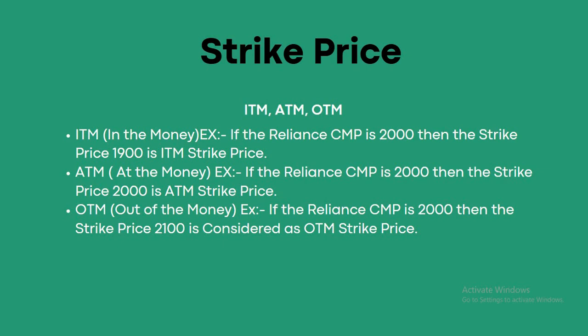Okay, and next come the terminologies like ITM, ATM and OTM. These are the short forms that we use for strike prices. Let's see what these are. ITM is called the in the money strike price. For example, if we consider the Reliance current market price to be 2000 and the strike price comes below the current market price, we call it an ITM strike price. For example, 980, 960, 940 and 1900. Okay, and ATM is called at the money contracts or at the money strike price.